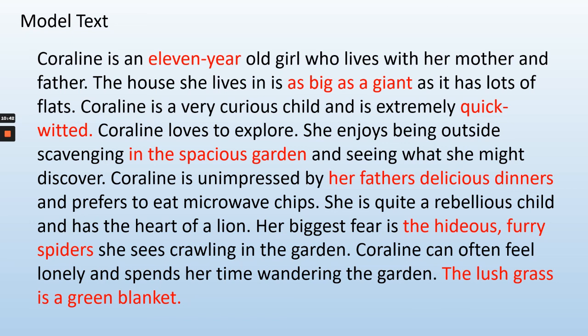If you read through this text, looking at what I've highlighted in red, you'll see the features. So I have expanded noun phrases, her father's delicious dinners, the hideous furry spiders, the lush grass, the spacious garden. I have some similes, as big as a giant. I have a metaphor, the lush grass is a green blanket, and I didn't highlight it, but the heart of a lion. I have hyphens, 11-year-old girl, quick-witted.